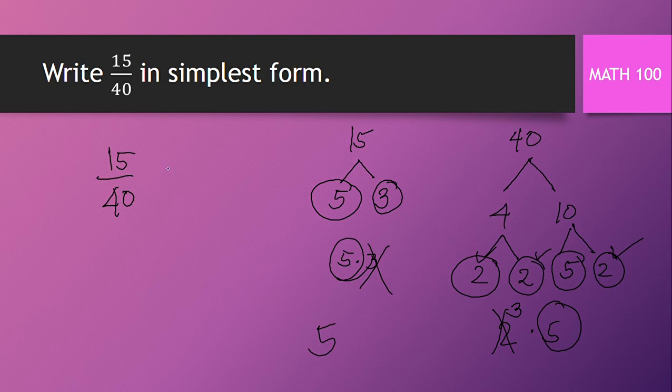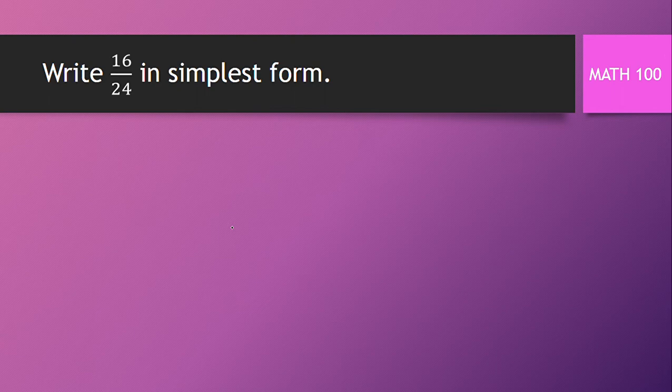So we have here, we divide this by 5. The other one, we also divide it by 5. So this is equal to 15 divided by 5 is 3. And then 40 divided by 5 is 8. So your simplest form for that is 3/8. Now let's go to the next one.